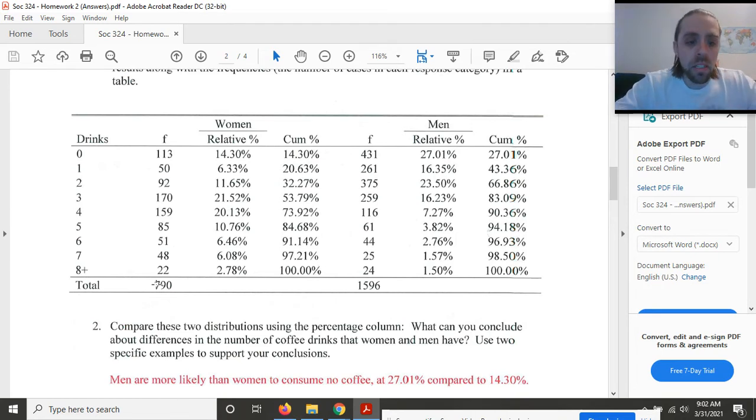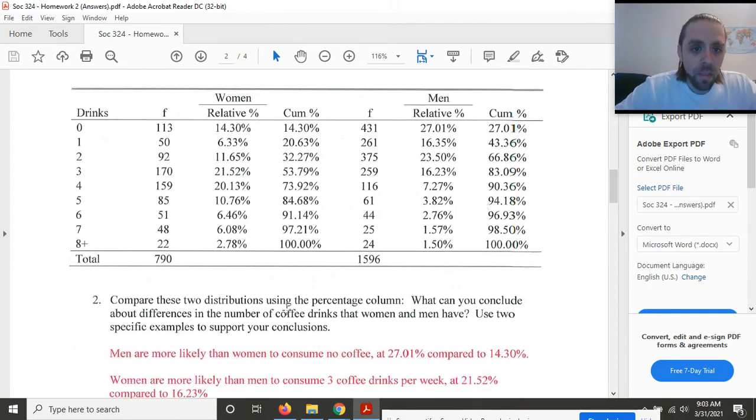For women, N was 790. For men, it was 1,596. And I got a table that looks exactly like this: 14.3, 6.33, 11.65, 21.52, 20.13, 10.76, 6.48, 6.08, 2.78%, which cumulatively will sum to 100%.